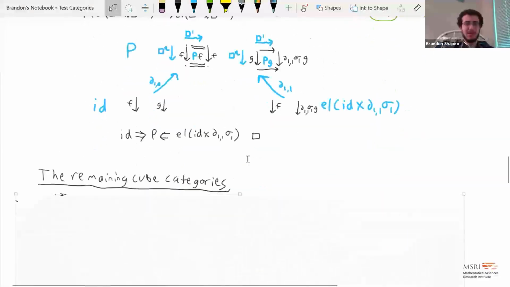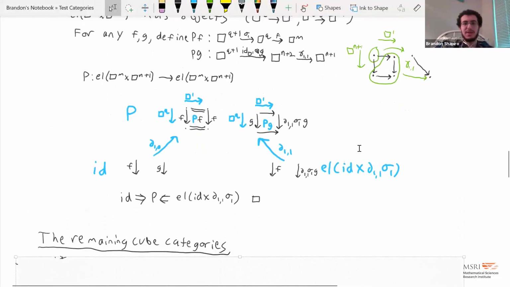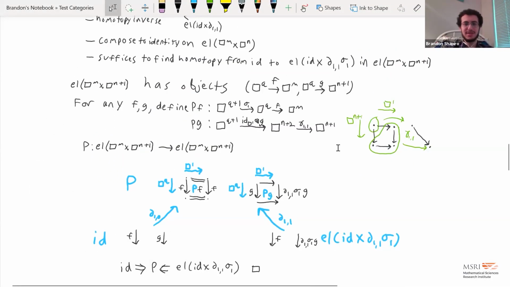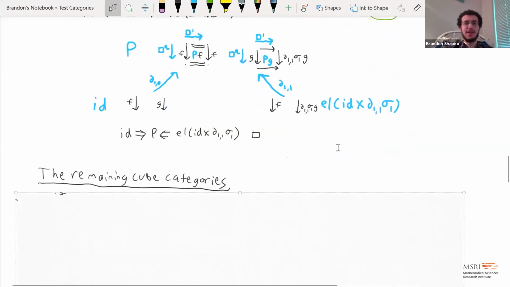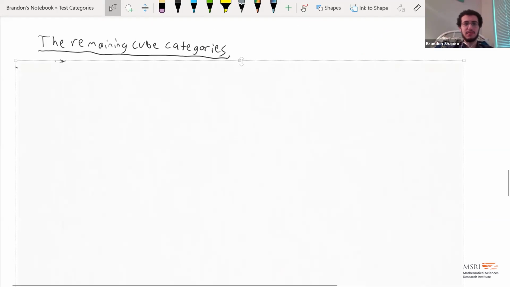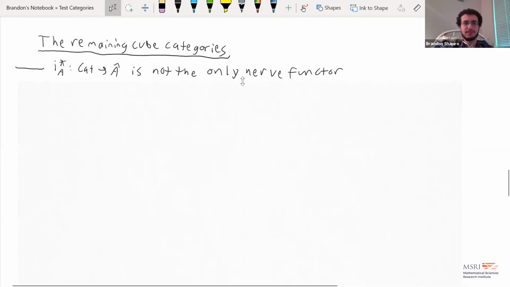Thank you. But this doesn't work when we don't have a connection. It uses the connection very explicitly. So if we want to look at the other cube categories, we're going to need to get a little bit more creative. And in particular, we want to have a nerve from categories to A-hat sets that might be nicer than the one given by the over categories.